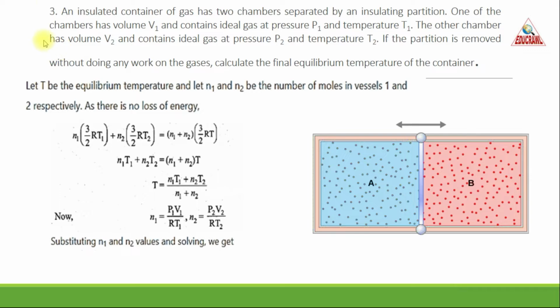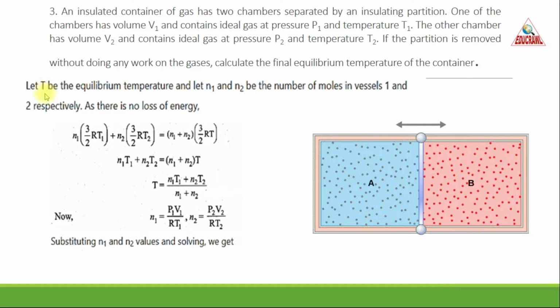Now the third problem. An insulated container of gas has two chambers separated by an insulating partition. One of the chambers has volume V1 and contains ideal gas at pressure P1 and temperature T1. The other chamber has volume V2 and contains ideal gas at pressure P2 and temperature T2. If the partition is removed without doing any work on the gases, calculate the final equilibrium temperature of the container.